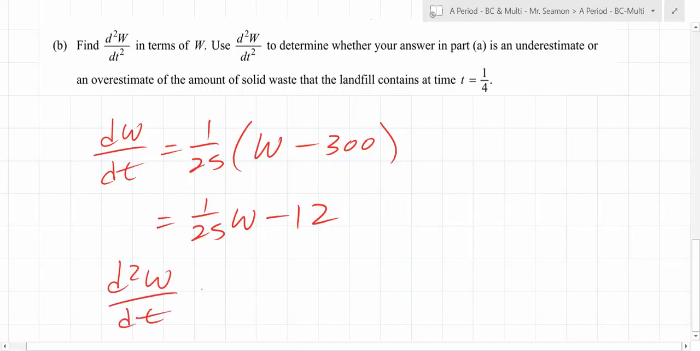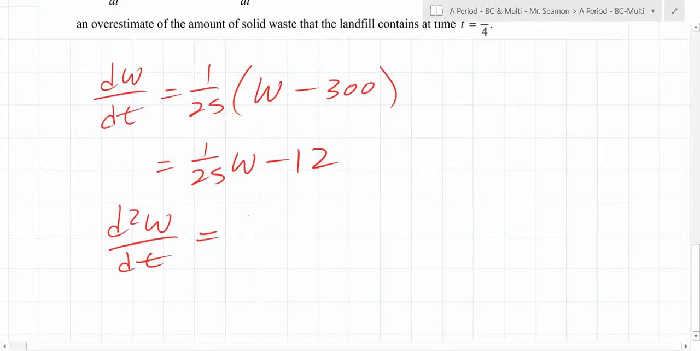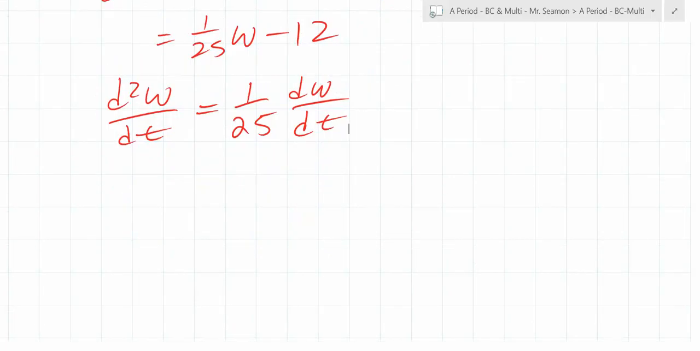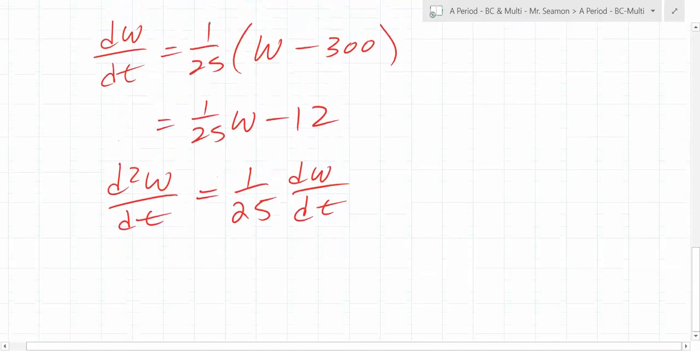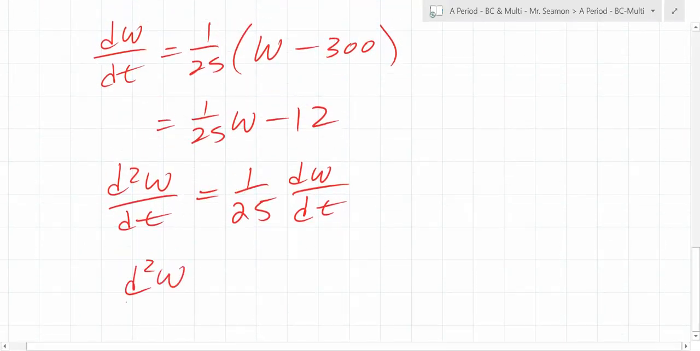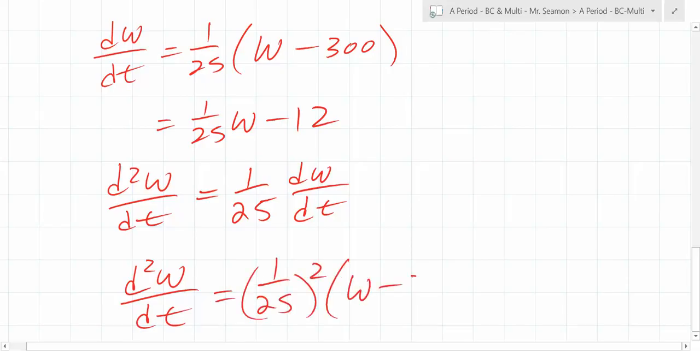So if you want the second derivative here, you want this right here. You're differentiating again. What do you end up with? 1/25 dW/dt plus 0, right? Because the constant goes away. But you want it in terms of W, so what is dW/dt? 1/25 (W minus 300). So you know that this right here is going to be 1/25 squared times (W minus 300). Are we good with that?